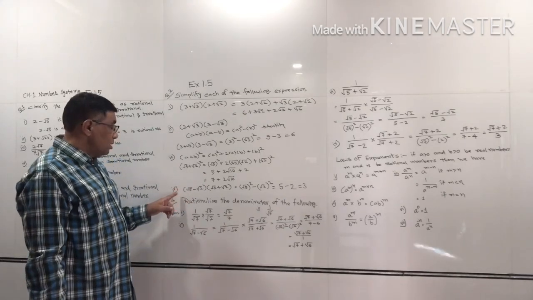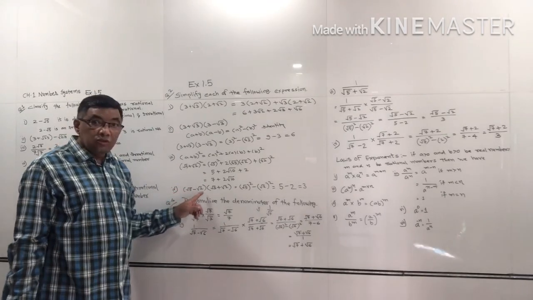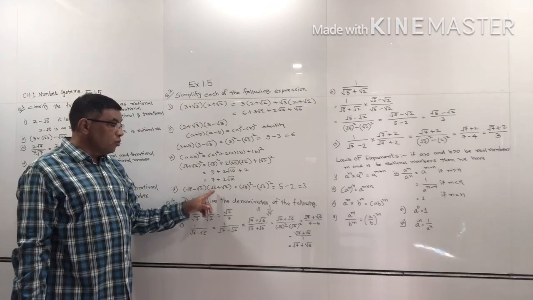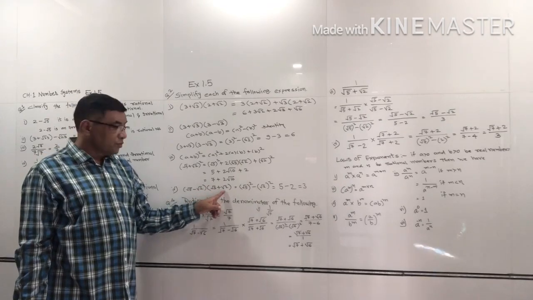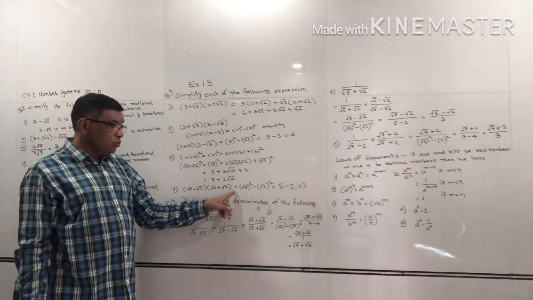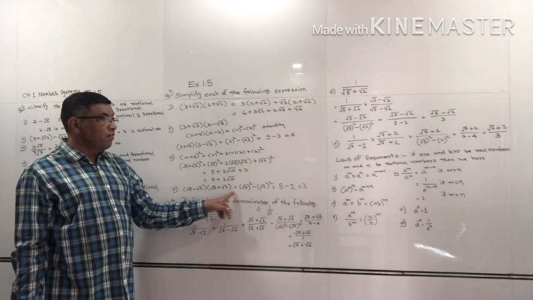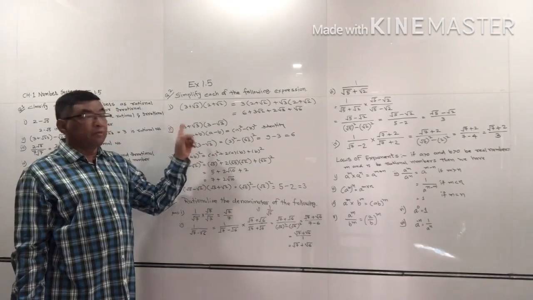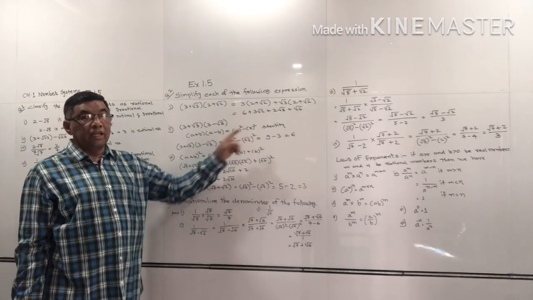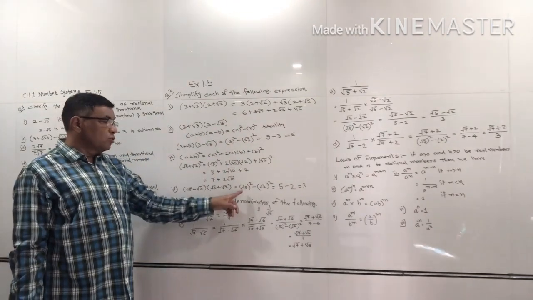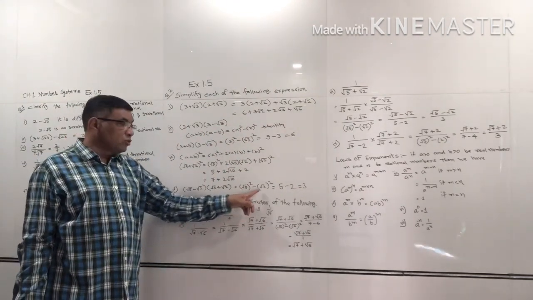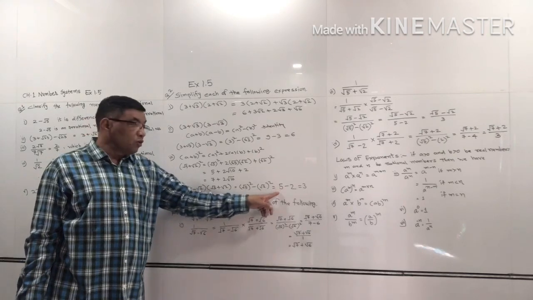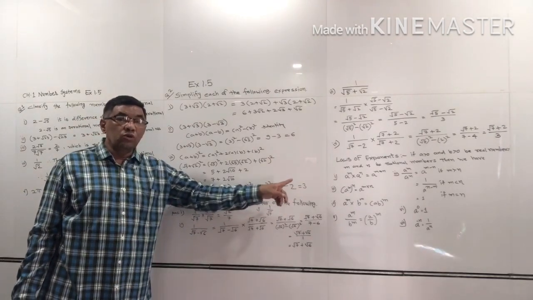Next is (root 5 minus root 2)(root 5 plus root 2), which is equal to, once again we use the same identity, (a plus b)(a minus b) is equal to a square minus b square. So root 5 square minus root 2 square, which is equal to 5 minus 2, which is equal to 3.